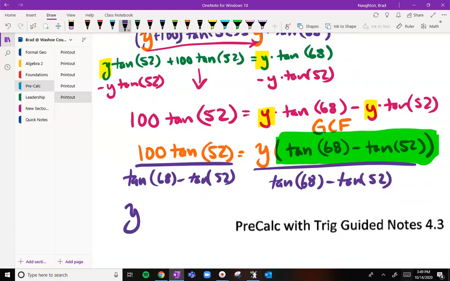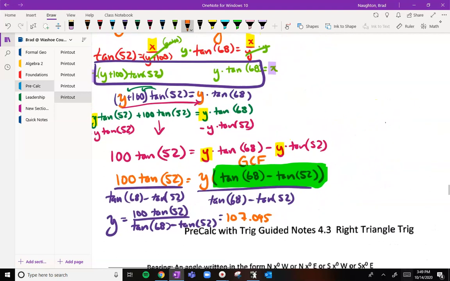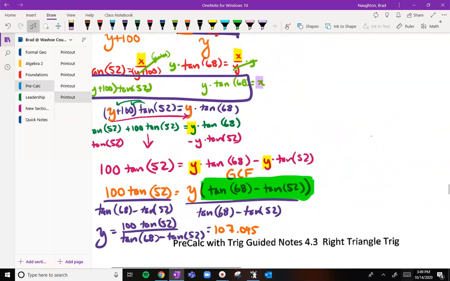So y is going to be equal to 100 tan 52 divided by tan 68 minus tangent 52, which, drum roll please, you put that into the calculator, hoping that my math is correct, is 107.095. I always round to the third decimal place. I like to round to the nearest tenth at the end. Some people say don't, but that's what I do. All right, well, that's y.